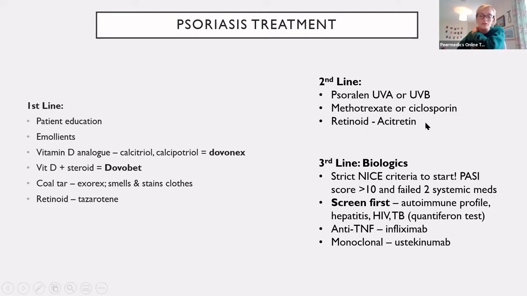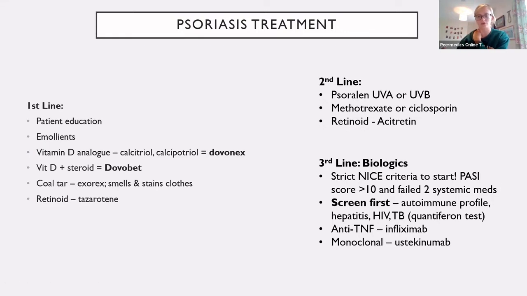So then you've got your oral therapies, your acitretin. This is a retinoid. Obviously, that's teratogenic, so you need to be careful in women of childbearing age, obviously contraindicated in pregnancy. But it's important to note that they cannot get pregnant for 2 years after taking this. So even though they've stopped it, you still can't get pregnant for 2 years. So that's something to bear in mind.